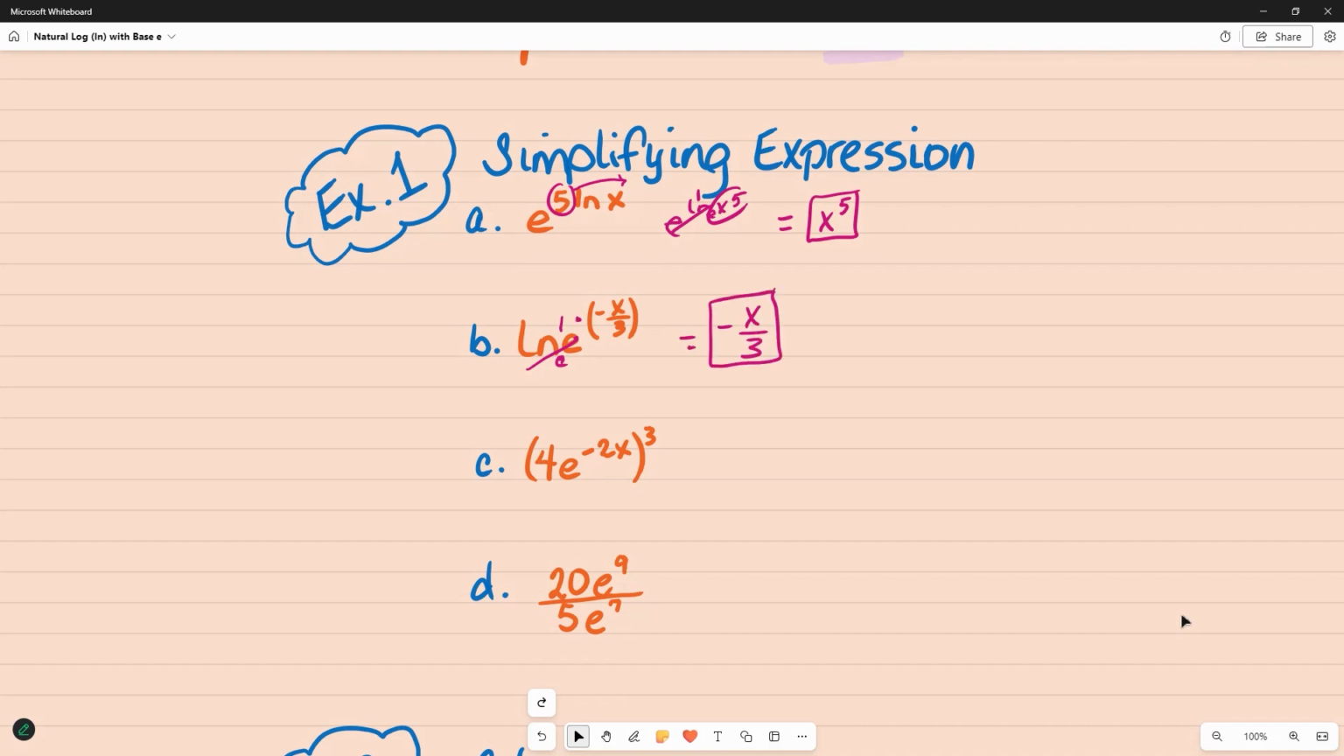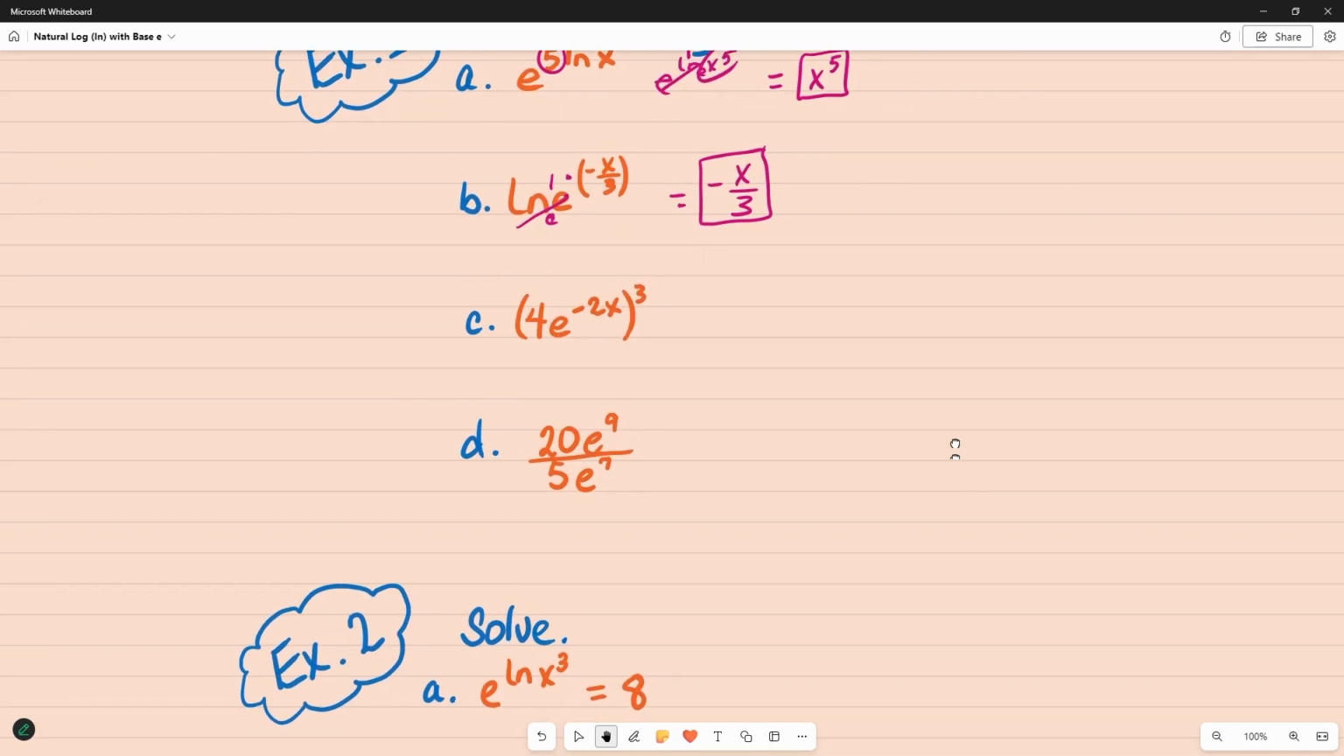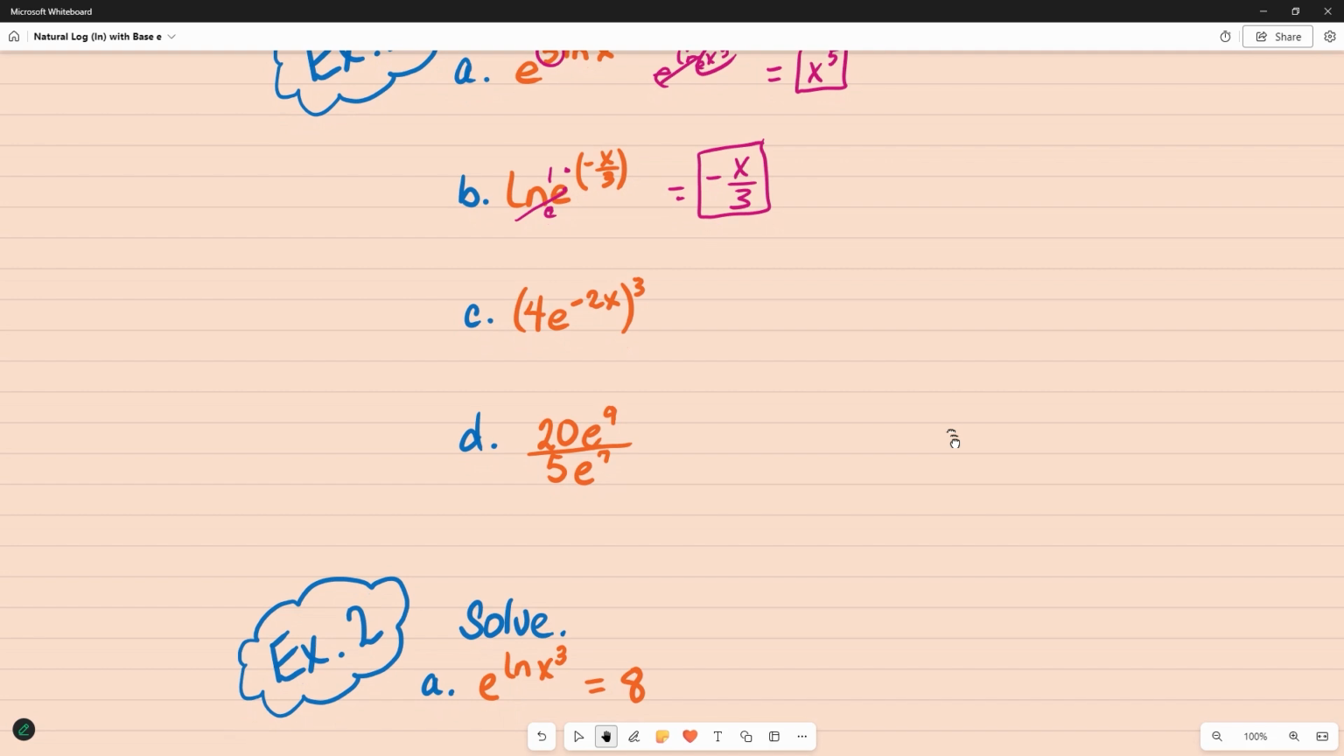For part C, you have to pay attention to the parentheses, because it's telling me that everything that's in this set of parentheses is affected by this exponent of 3. So be careful with that. So that means that I'm going to take this 4 and I'm going to raise it to the 3rd power. Anytime I have something next to each other, that indicates I'm multiplying. So then I'm going to multiply that times E raised to the negative 2x. However, this negative 2x is also raised to the 3rd power.